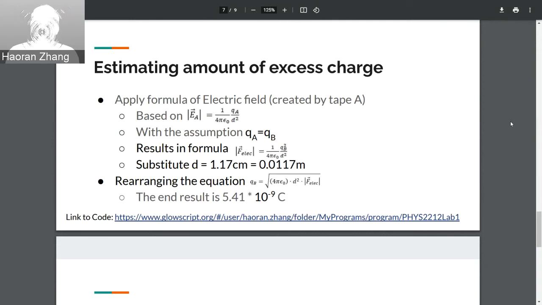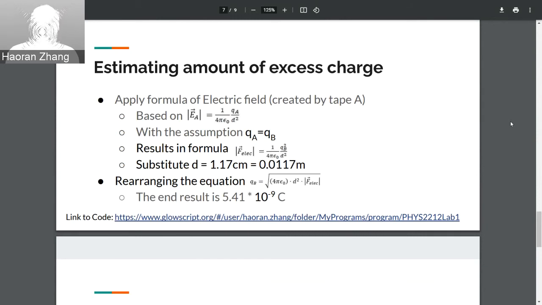Next up, we have the formula on the third row here, which we can use to simplify the formula of the electric force. And note that in this formula, we already know the magnitude of the electric force. And 1 over 4 pi epsilon naught is a constant that we already know. We're looking for QB, which is the charge on tape B. And D is the separation distance at which tape B begins to float, and this is something that we can measure.